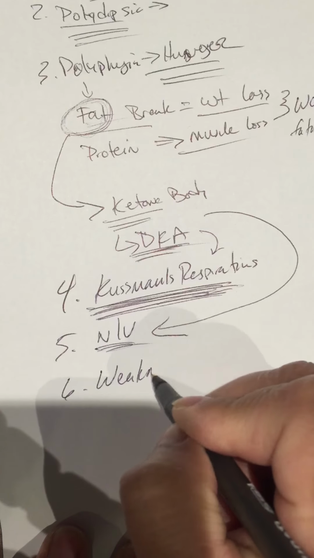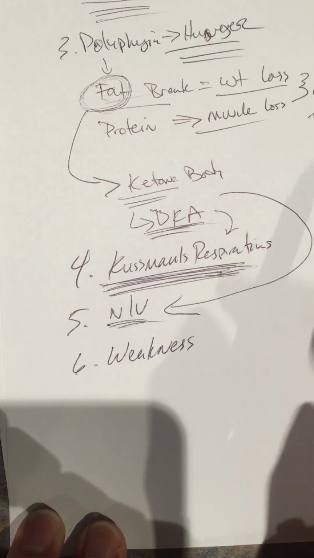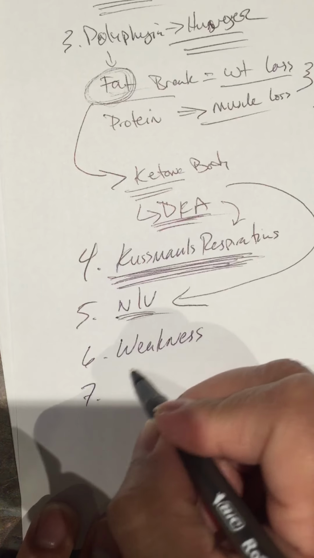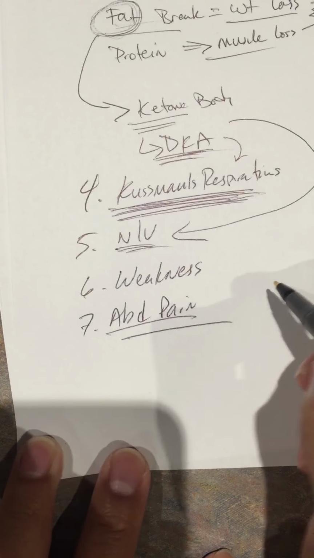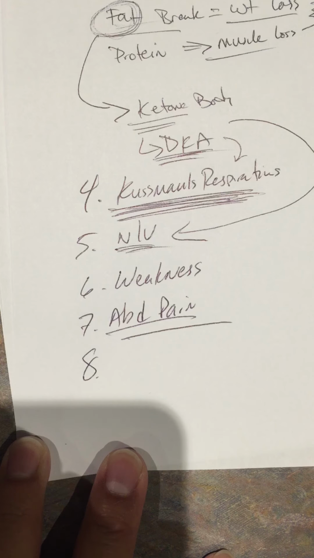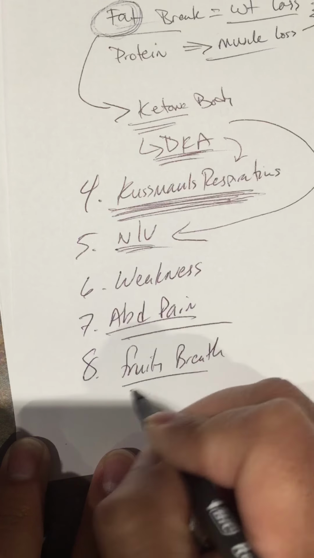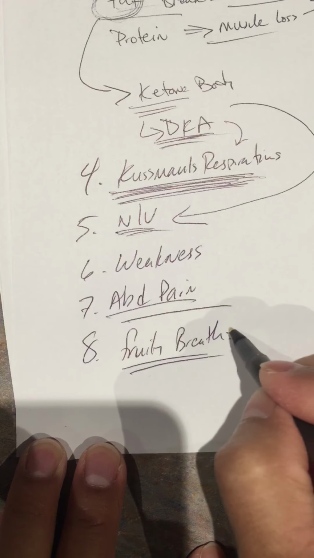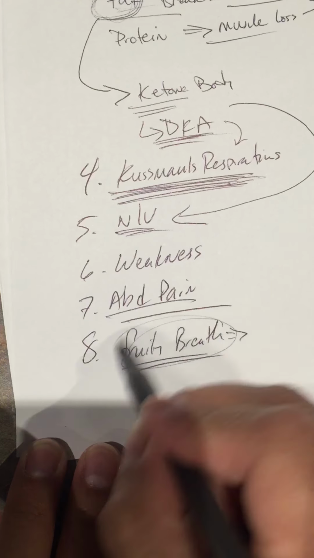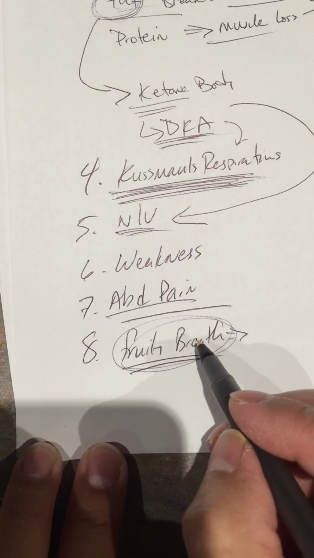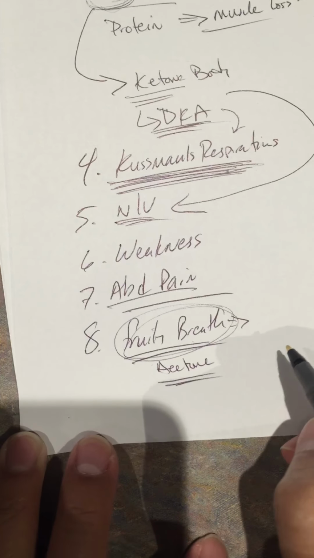And we talked about this weakness. Talked about weight loss, fatigue, abdomen pain. Fruity breath. Somebody told me it actually smelled kind of like Juicy Fruit. If you've ever chewed Juicy Fruit, that is what their breath would smell like. That is due to the acetone in the body. Number 9.